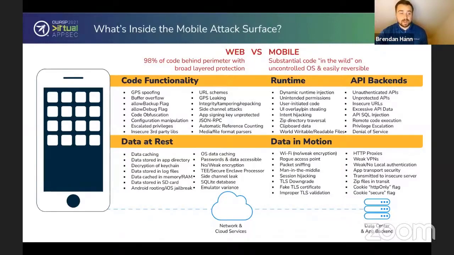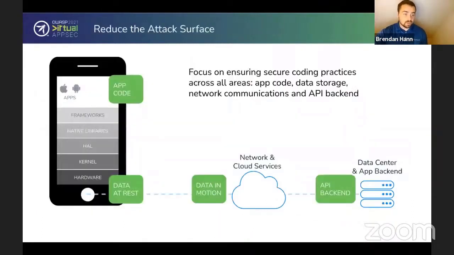But once the app is running, you open a whole new can of worms, right? So once the app is running, attackers can also look to capture data in motion from insecure data transportation protocols or abuse API backends to get the user data that's in your application. So it's a very scary problem. How do we solve that? One of the first steps that NowSecure recommends is reducing your actual attack surface.